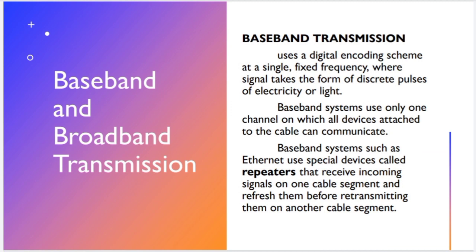Baseband and broadband transmission. Baseband transmission uses a digital encoding scheme at a single fixed frequency, where signals take the form of discrete pulses of electricity or light. Baseband systems use only one channel on which all devices attached to the cable can communicate. Baseband systems such as Ethernet use special devices called repeaters that receive incoming signals on one cable segment and refresh them before retransmitting them on another cable segment.